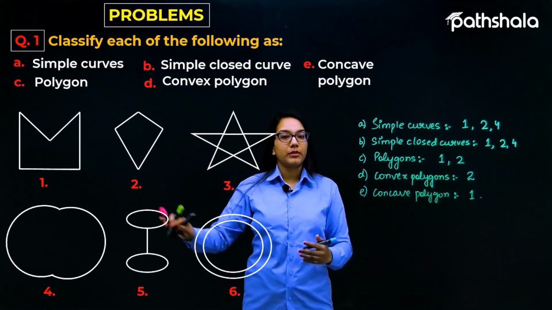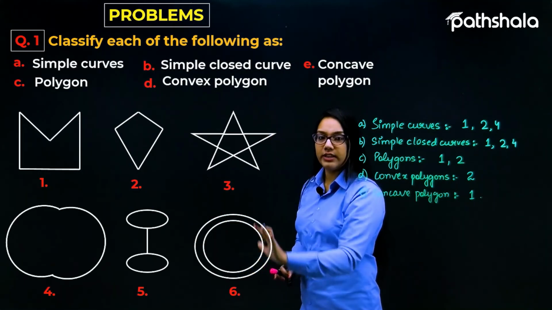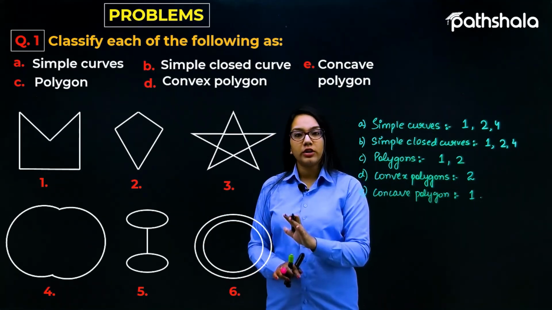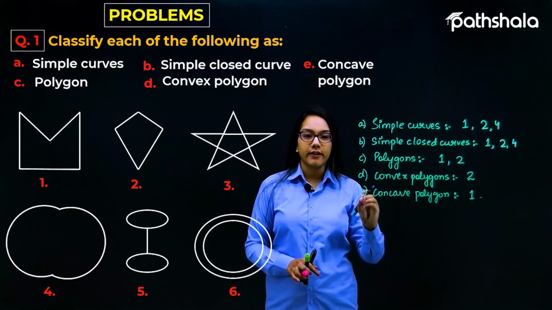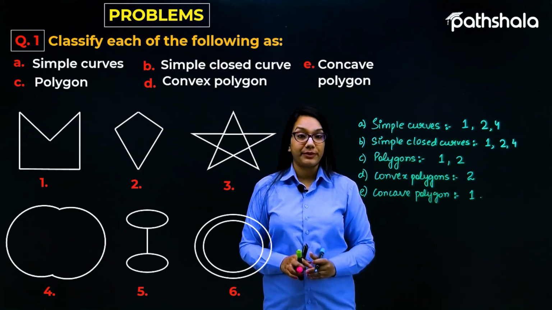So this is the classification of all these polygons or all these curves as simple closed, as a polygon, as a convex or as a concave.